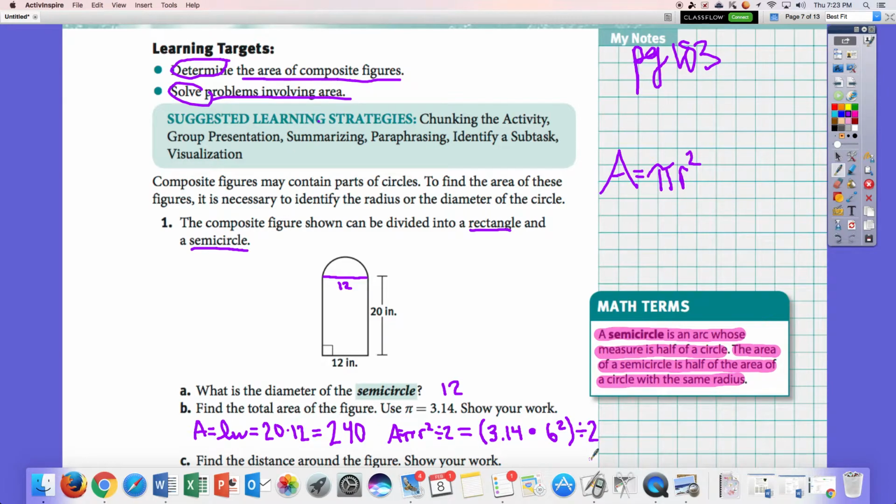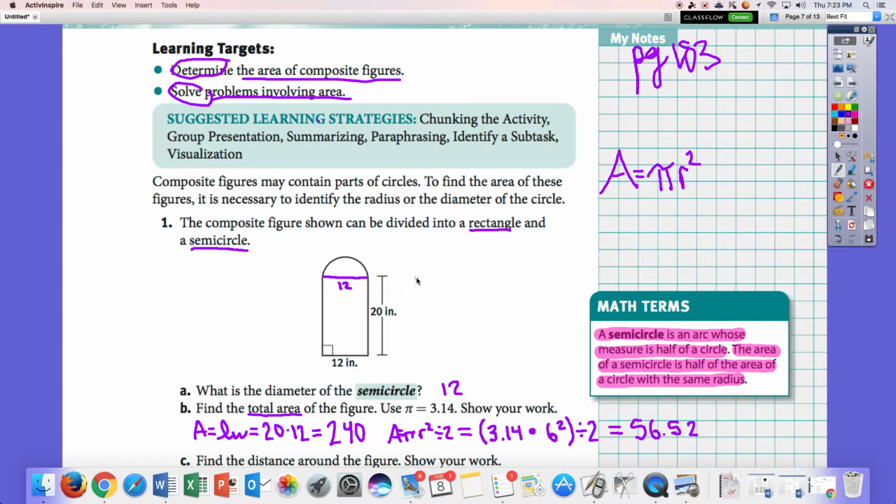So if we're using our calculators, guys, 6 squared, or 6 times 6, is 36. 36 times 3.14 is going to give us 113.04, and if we divide that by 2, 56.52. And again, we're trying to find the total area.